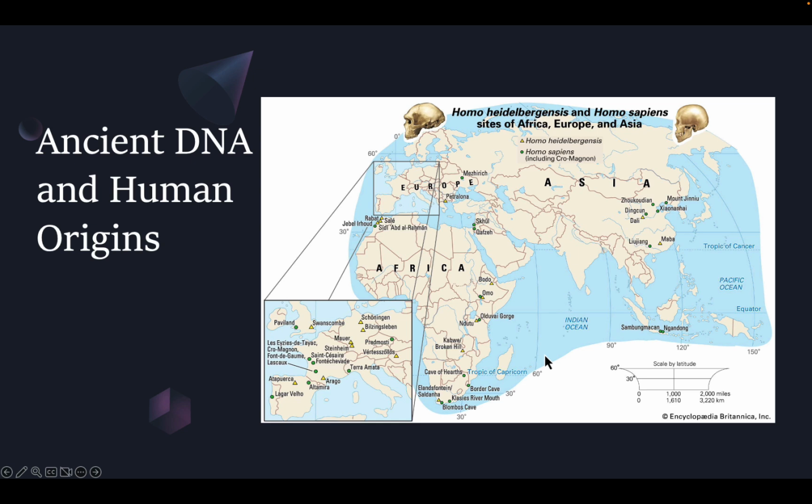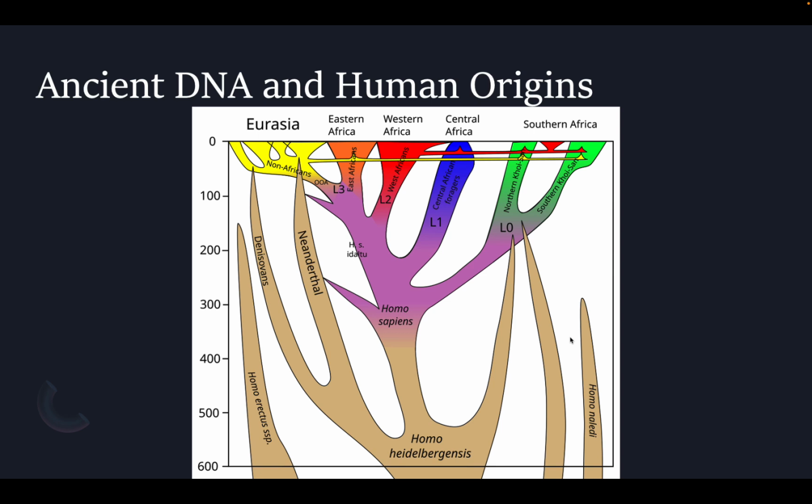What's really cool is, you might have heard of things like Neanderthals. That's shown here in yellow. So you can see that there are sites where modern human fossils, Homo sapiens, have been found with Neanderthals and other humans. And what this is showing is this idea that we had Homo sapiens, and then we had this common ancestor here, heidelbergensis.